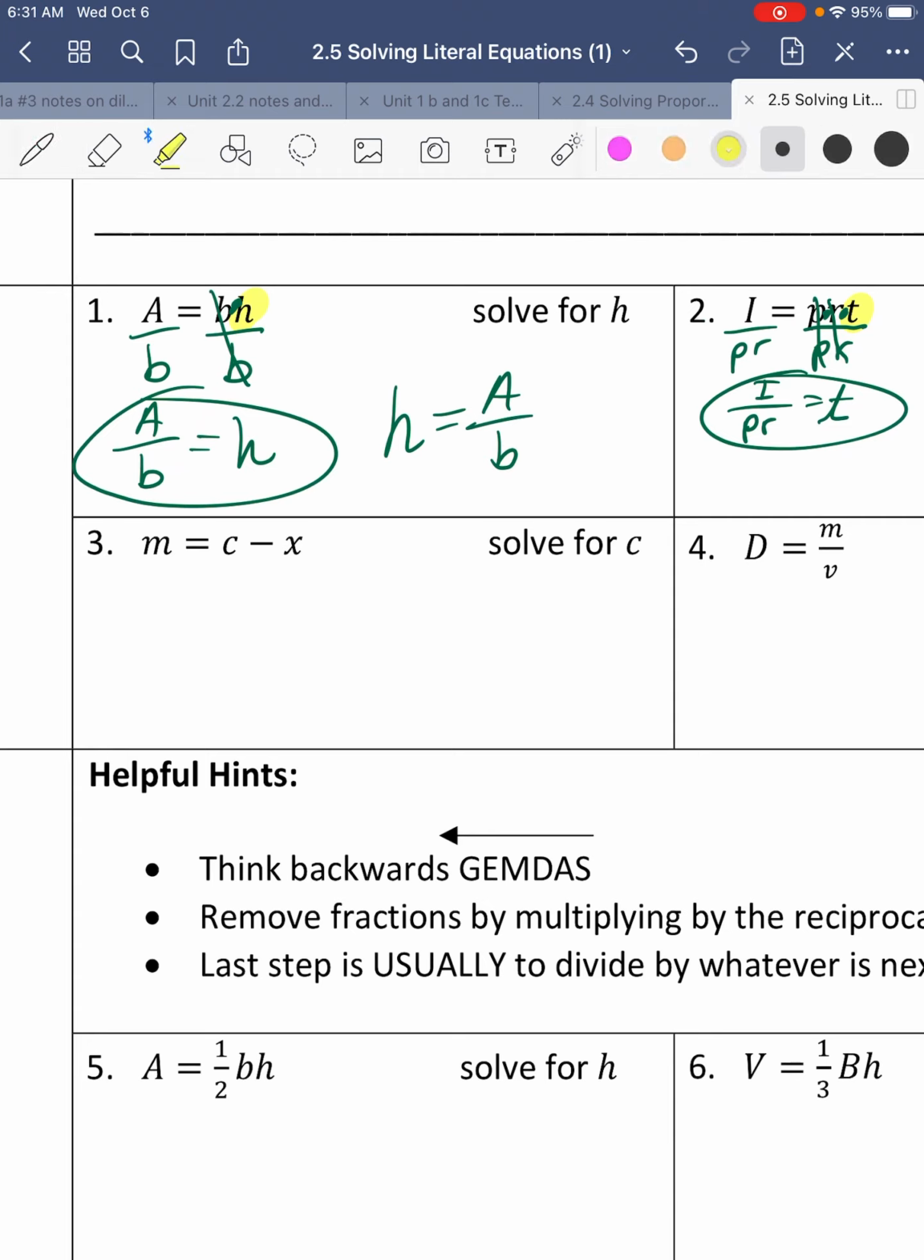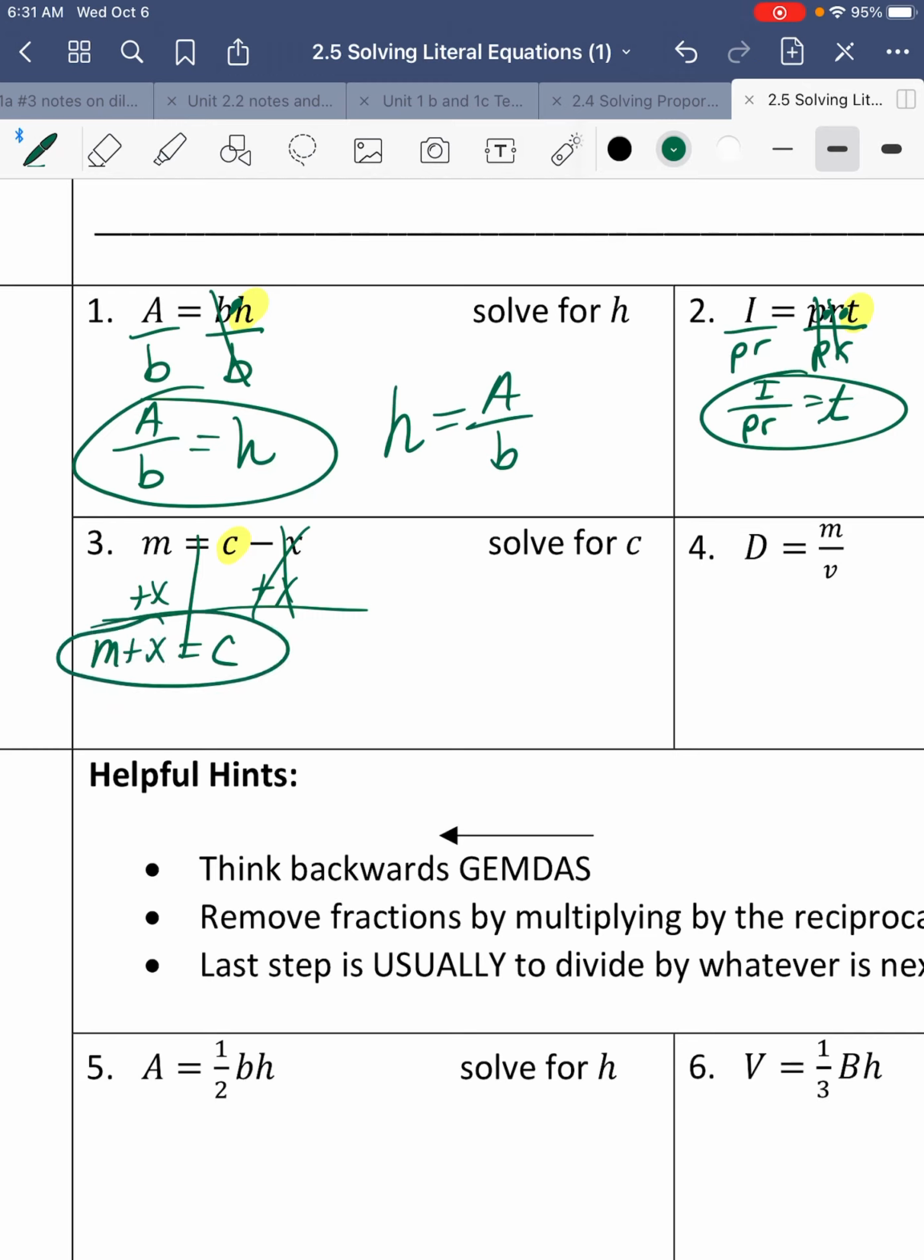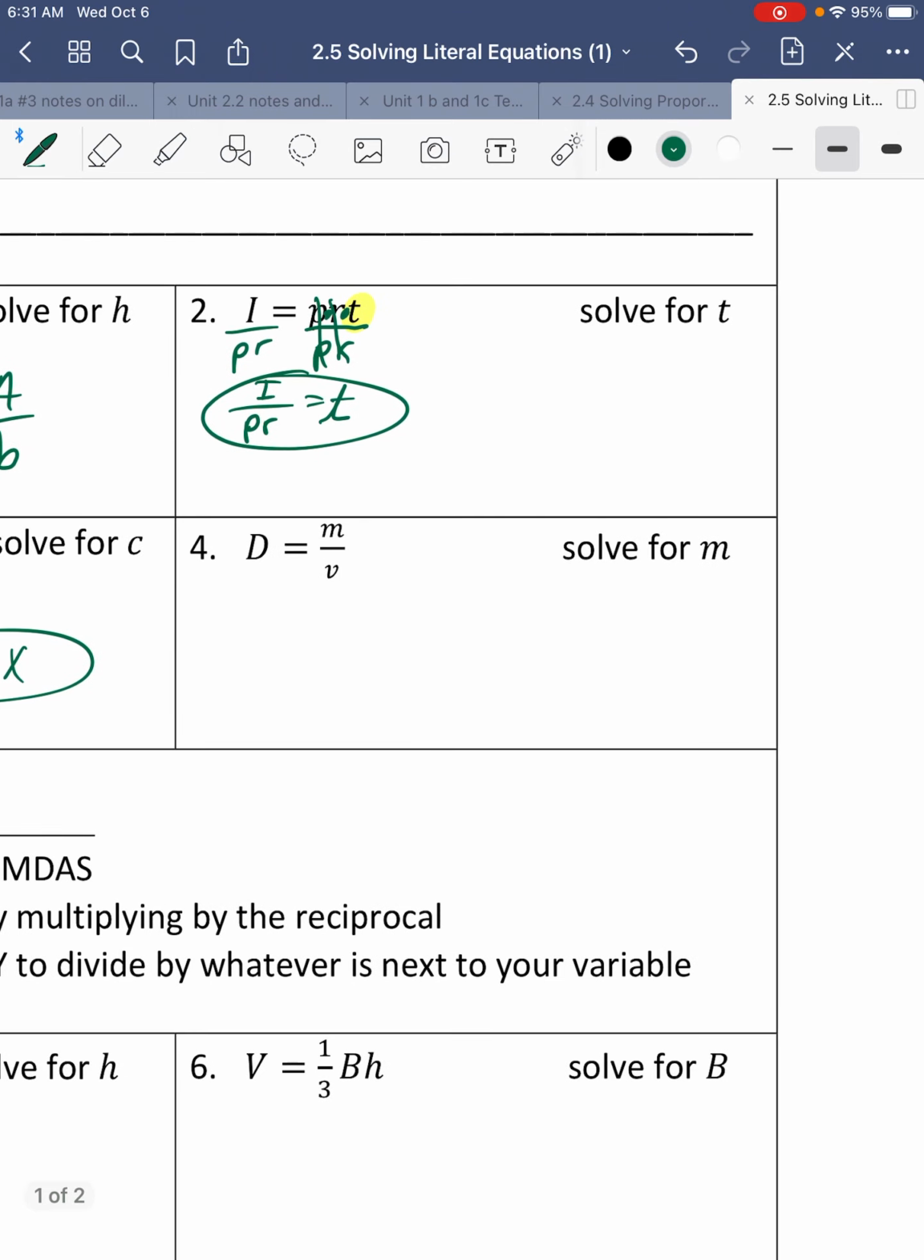Next one, solve for c. Let's look at what we have here. Here's c, and it looks like we have a subtraction of x, so we get to do the opposite, add x. Well, m and x are not like terms, so we're just going to put them next to each other, m plus x, and it's solved for. You can put the c on the right side, or you can switch it around, c equals m plus x.